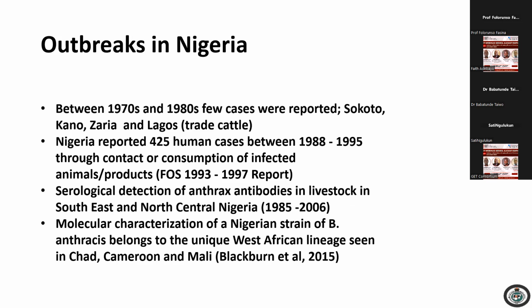And then Nigeria also reported 425 human cases between 1988 and 1995. This was through contact or consumption of infected animals or their products. Serological tests also detected antibodies in livestock from Southeast and North Central Nigeria. And recently, one of the strains of Bacillus anthracis that was isolated in Nigeria was sequenced and molecularly characterized, and it was found to belong to the unique West African lineage, which is also seen in Chad, Cameroon, and Mali.